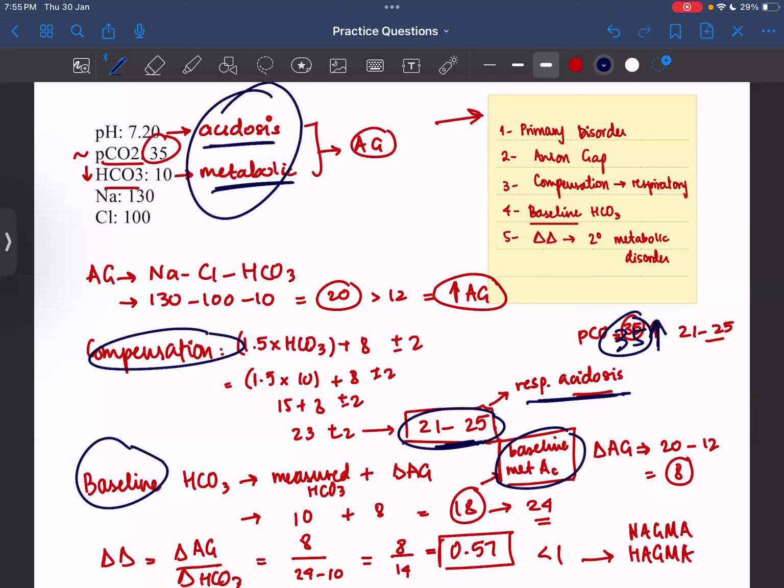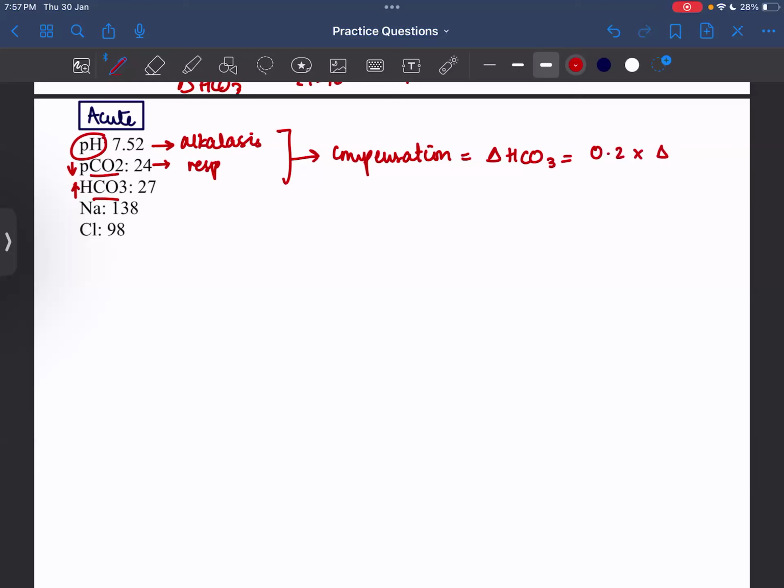Whether this patient's been having a chronic issue or an acute issue, they're going to tell you whether this has been going on for a few days, versus if the patient's been having this issue for a couple of weeks or months, and that's when you can differentiate between acute and chronic. So for acute respiratory compensation, we use the formula: change in bicarb equals 0.2 times the change in PCO2. And why are we doing this?